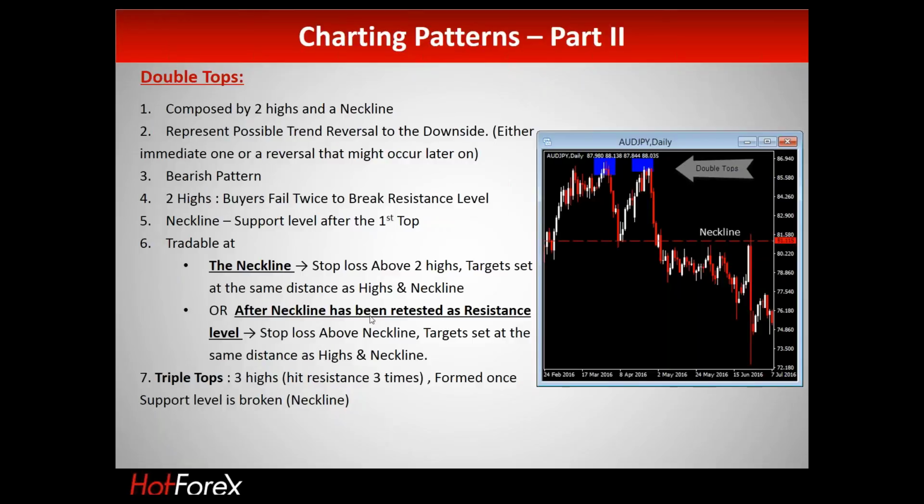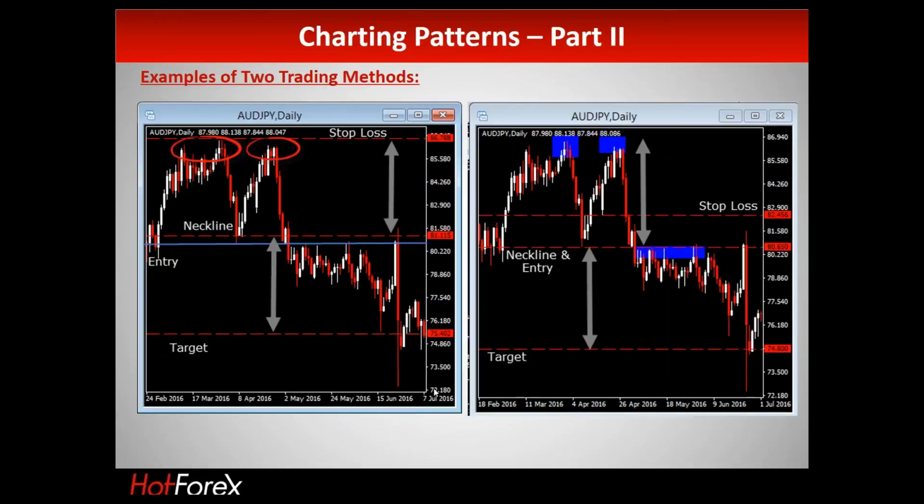So let's go to the second trading method. The second trading method is, after the neckline has been retested as a resistance level, we could set the stop loss above the neckline. The target is the same as the first trading method. Targets will always be set at the same distance as between the highs and the neckline. So let's go again to the examples.